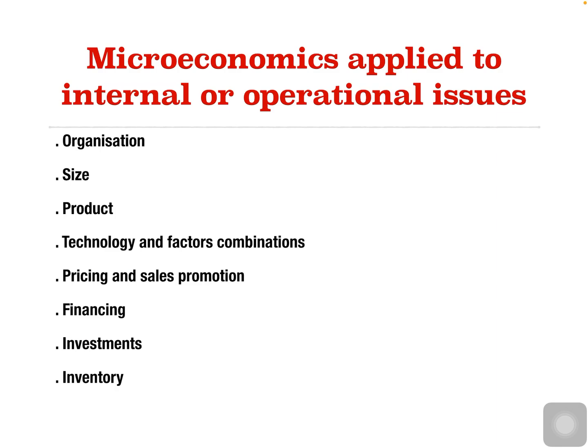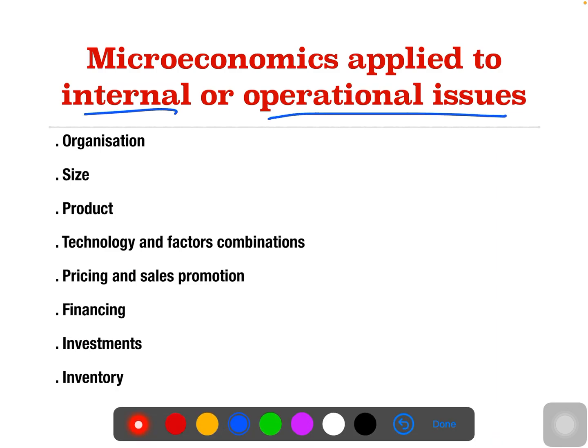The scope of business economics is quite wide. To solve the practical problems we have in the economy, we categorize them into two different sections. One is internal issues, and the other is external issues. Internal issues are also called operational issues, otherwise microeconomics applied issues. So, three different names: microeconomics applied issues, internal issues, operational issues.